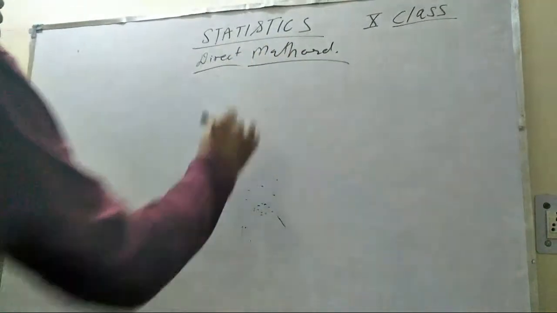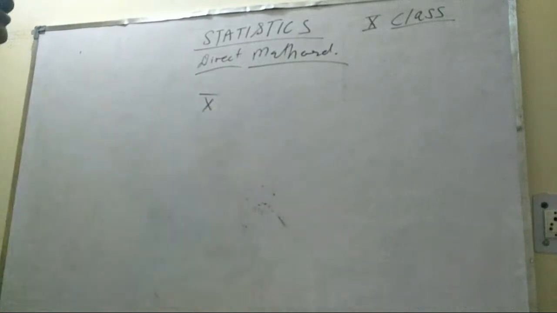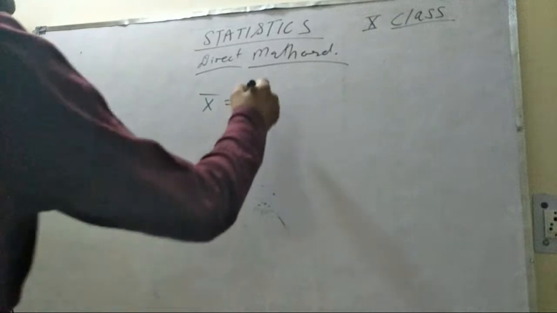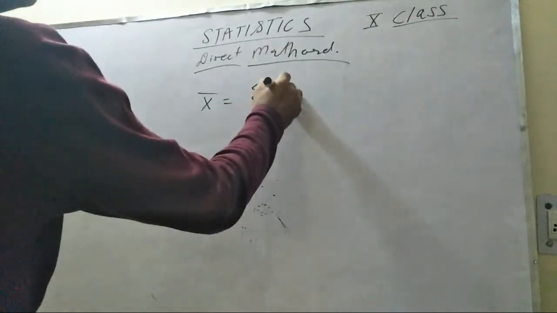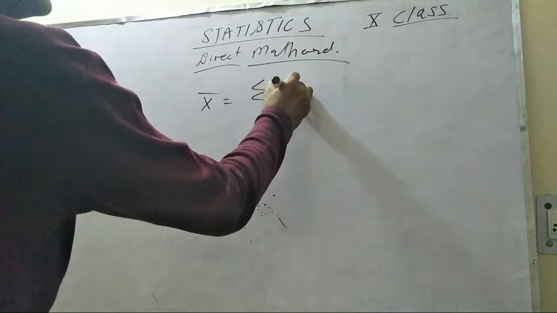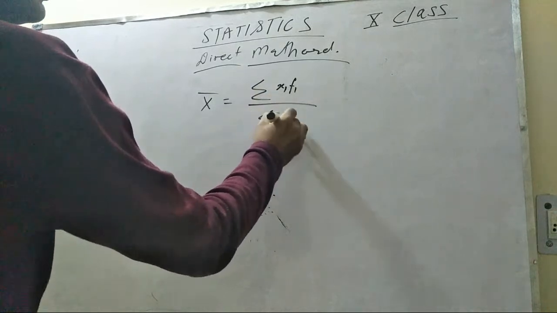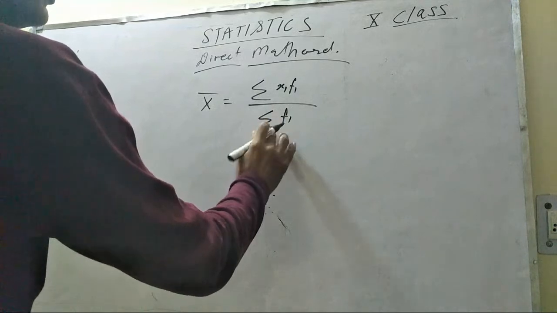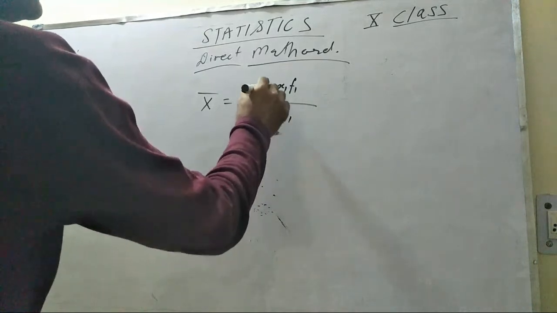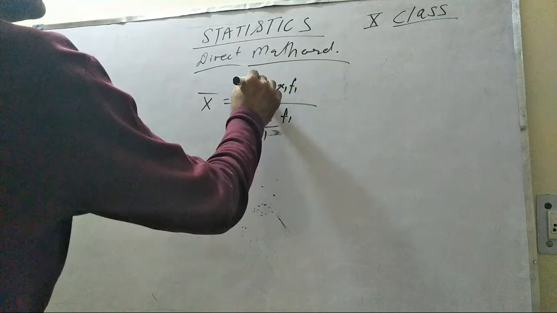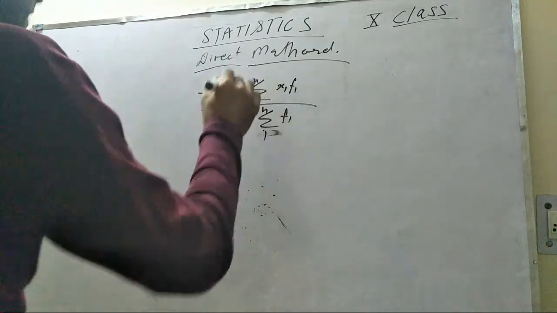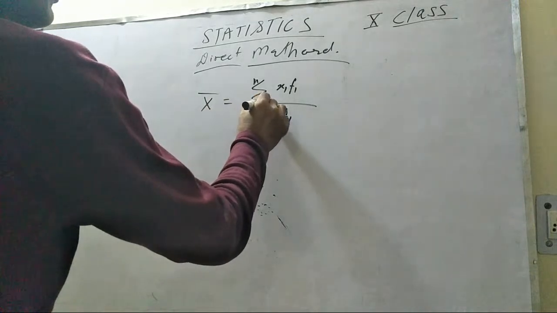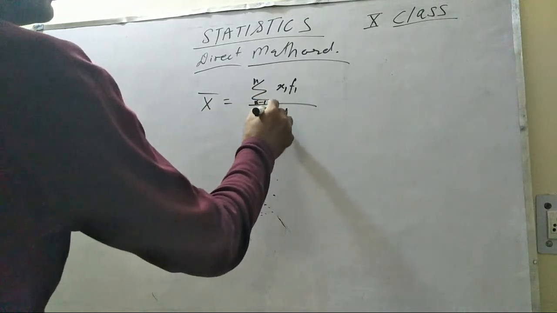In the direct method, we assume that mean is equal to sigma x1 f1 divided by sigma f1, with i from 1 to n. We can write this as sigma f1 x1, i for 1 to n.